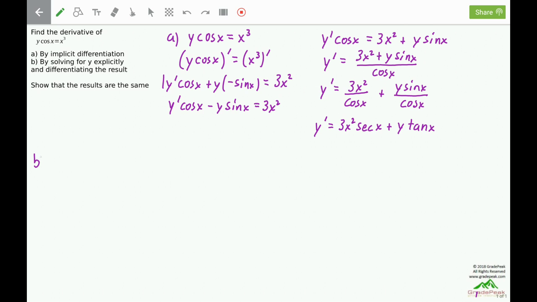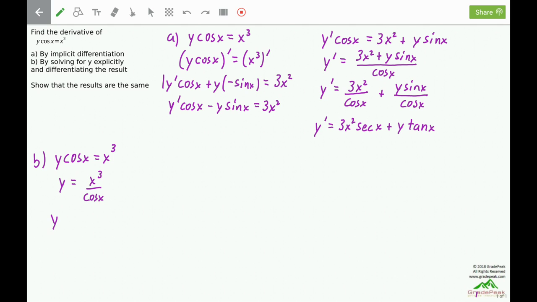For part B, we want to solve for y explicitly and then differentiate that result. We have y cosine of x equals x cubed. This can be solved for y by dividing both sides by cosine of x. And it will be x cubed over cosine of x.